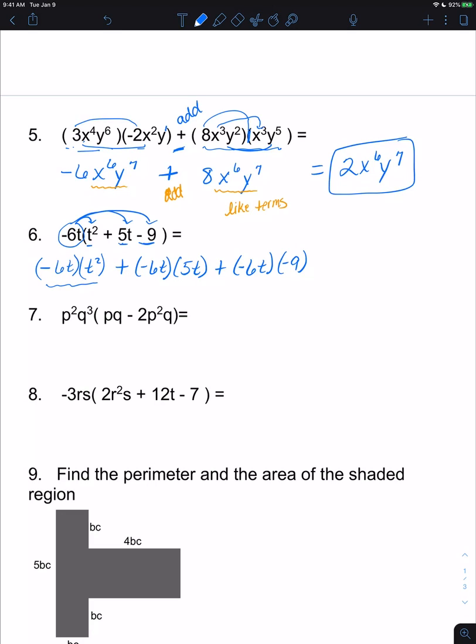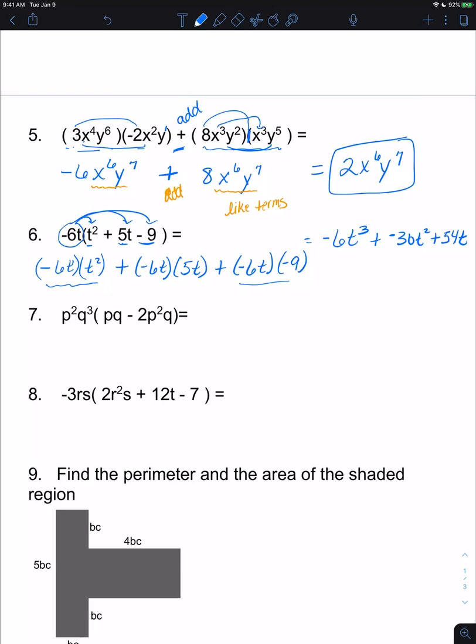Now, negative 6t times t squared is going to be negative 6t cubed. Now, plus this negative 6 times 5 is negative 30t squared. Last term, negative 6 times negative 9 makes positive 54, and then just the one t, so 54t.